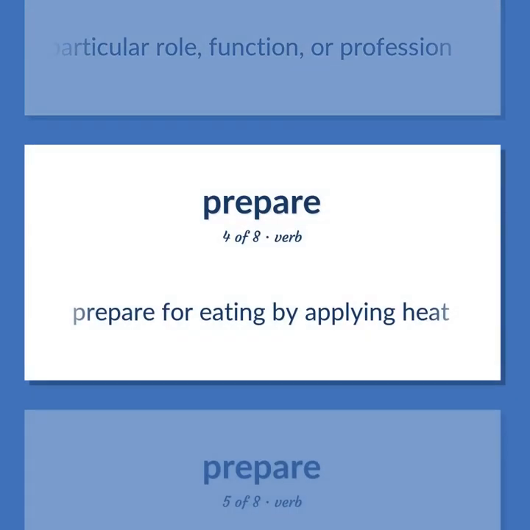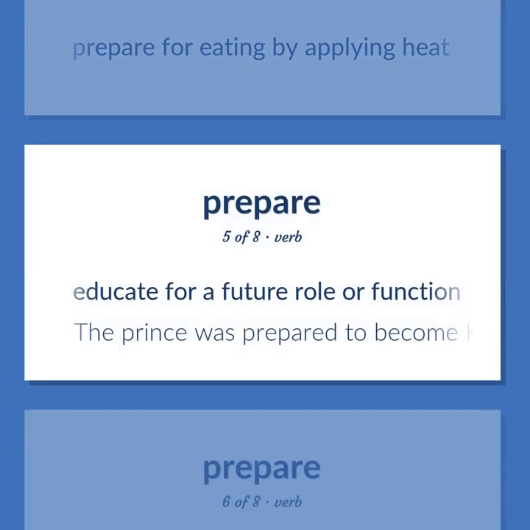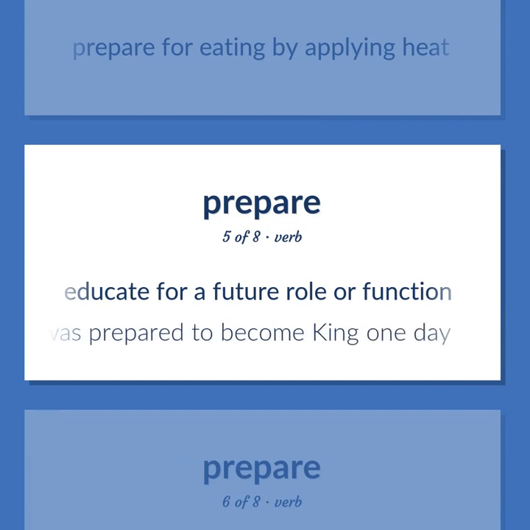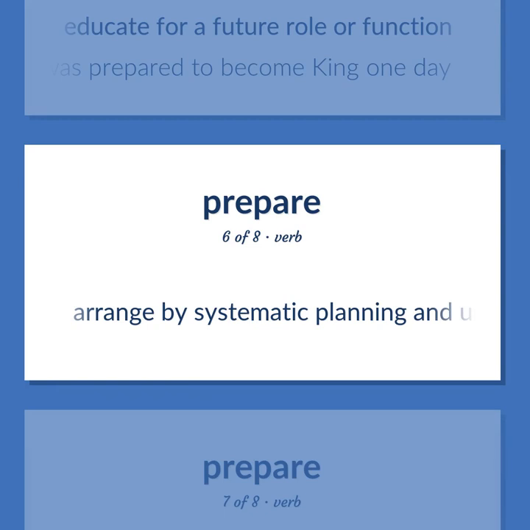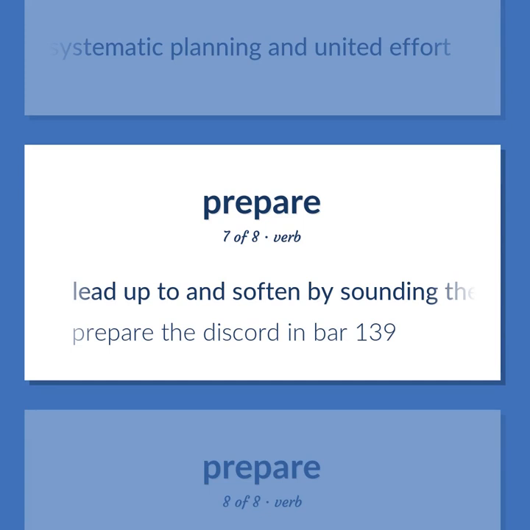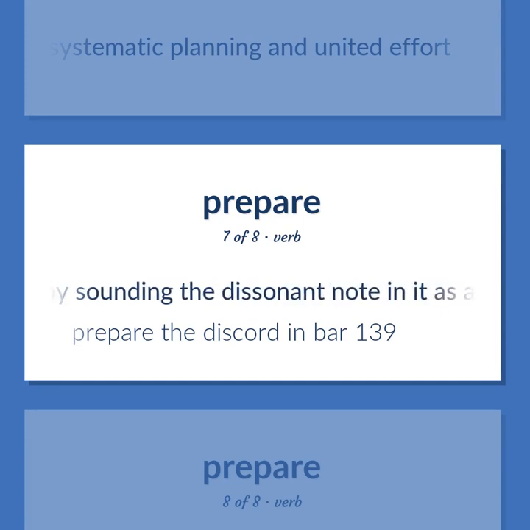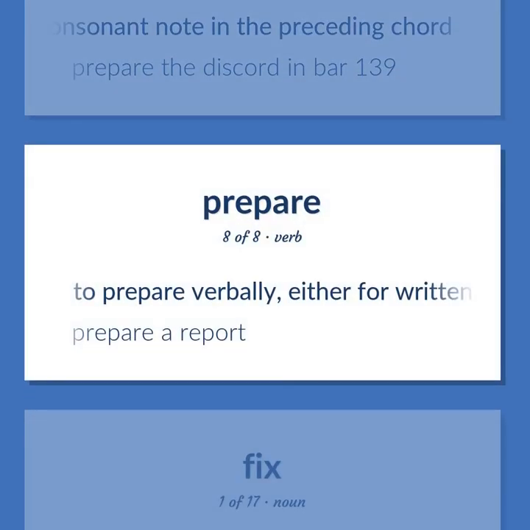Prepare for eating by applying heat. Educate for a future role or function. The prince was prepared to become king one day. Arrange by systematic planning and united effort. Lead up to and soften by sounding the dissonant note in it as a consonant note in the preceding chord. Prepare the discord in bar 139. To prepare verbally, either for written or spoken delivery. Prepare a report.